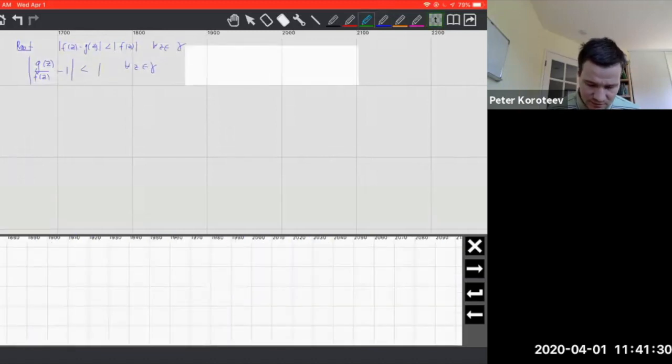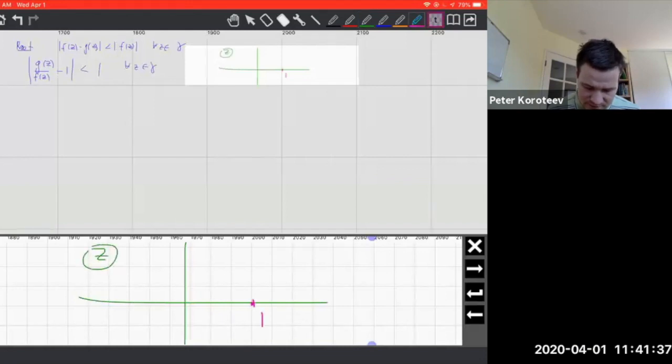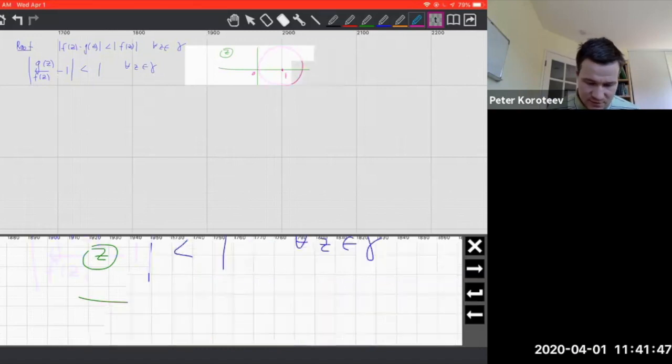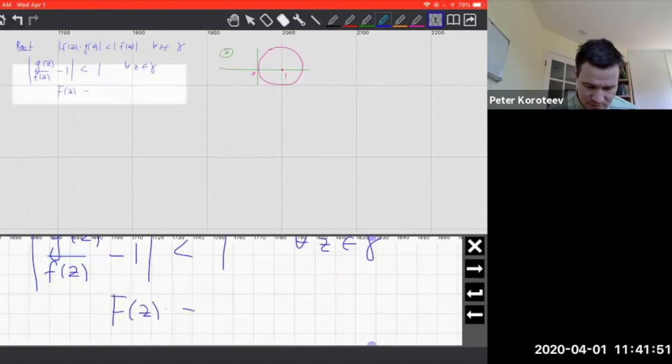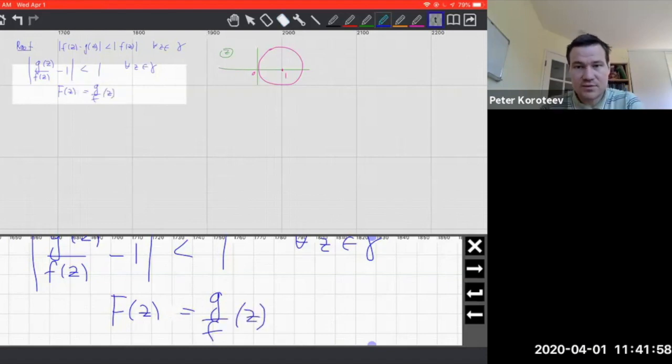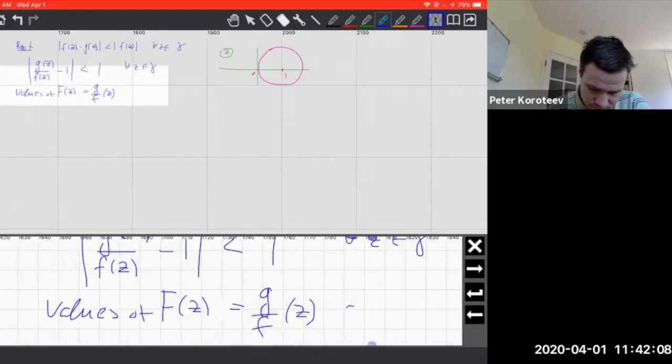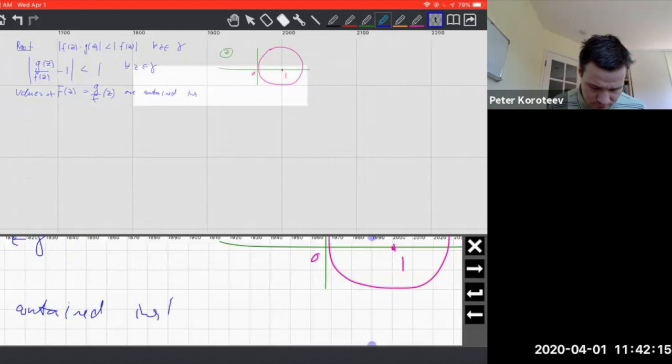So geometrically, it means the following: if you look at the complex z plane, at the disk centered at 1 with radius 1, then the values of this function, let's call the function big F(z), define it to be g over f of z, are contained inside this disk over here.